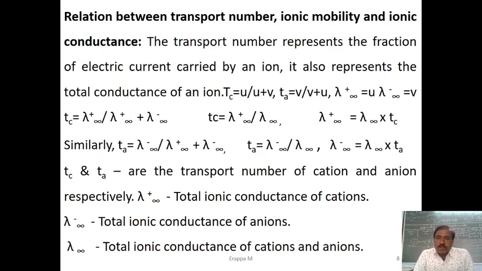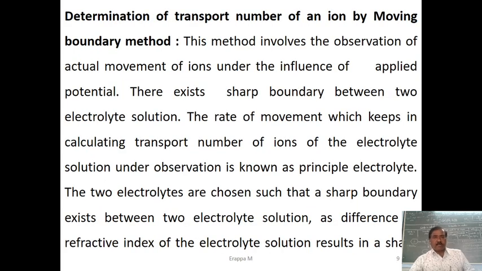So here also, the lambda infinity can be calculated using Kohlrausch's law, and Ta is known. Equivalent conductance of anion can be calculated. Here, Tc and Ta are the transport numbers of cation and anion respectively. Ta plus total ionic conductance of cation, lambda infinity minus total ionic conductance of anions. Lambda infinity is equal to the total ionic conductance of both cation and anion. So that is about the relationship between ionic mobility and transport number.